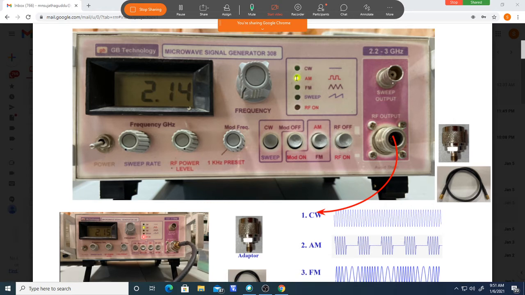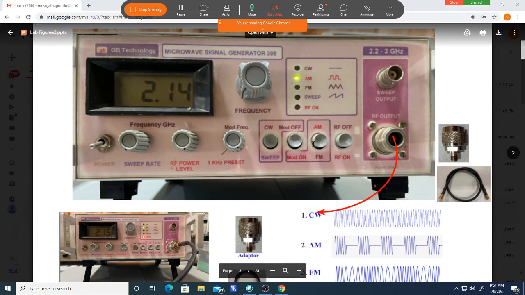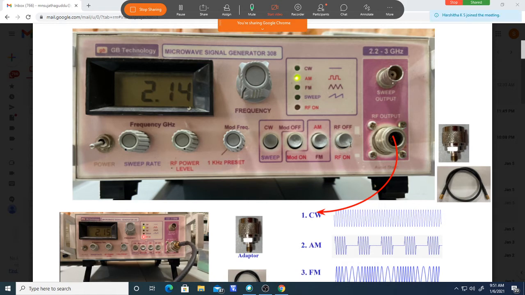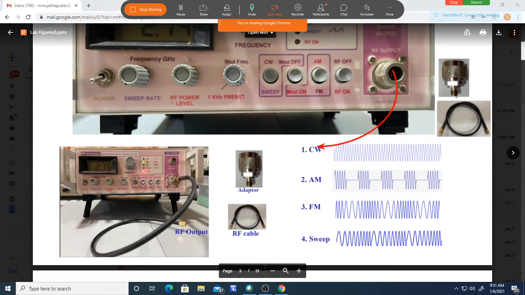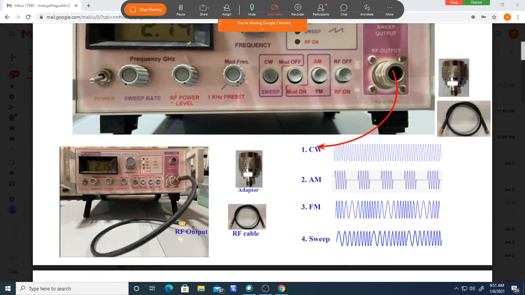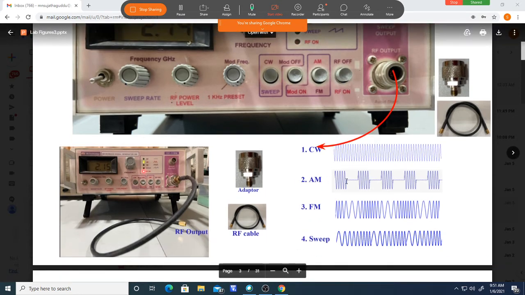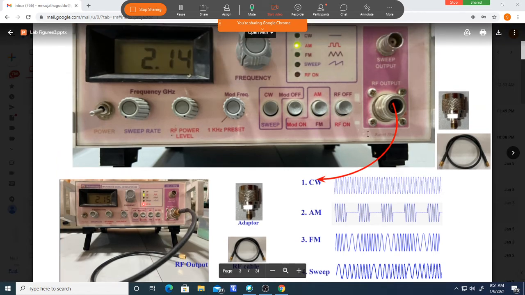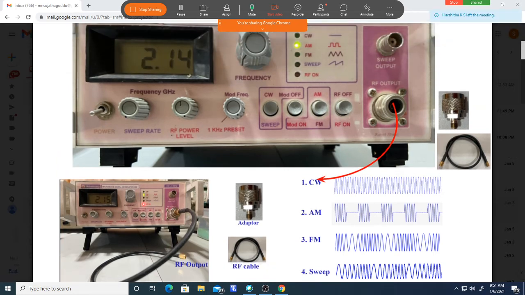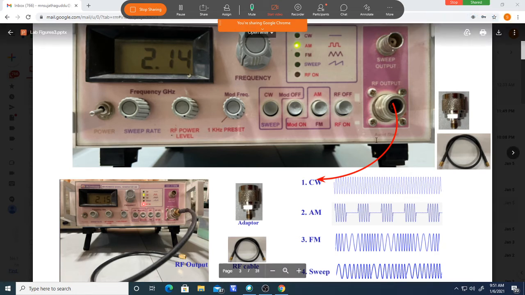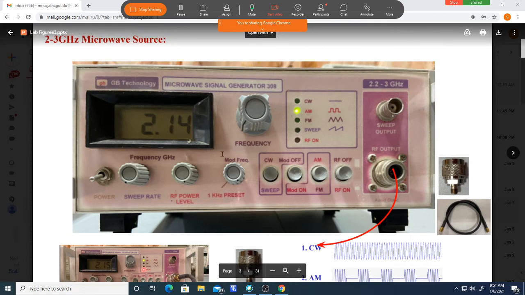We will be getting either this on or this on based on this button. AM means this will turn on. Next, you connect like this, a connector, an adapter, and you will get the output coming out of this. If you kept AM, you will be getting an AM signal like this from here, and you can vary the power here. We can vary the power by rotating this knob. So that is about this equipment, the source we are using in our laboratory.